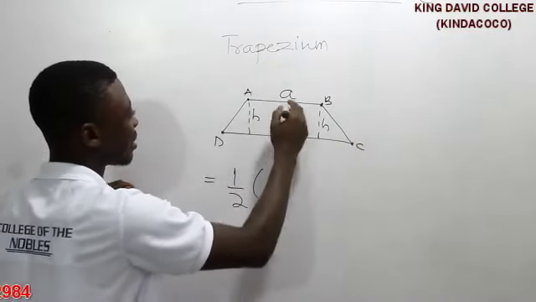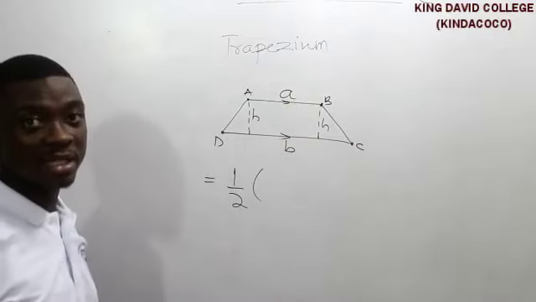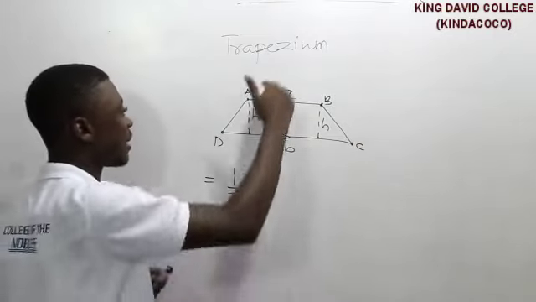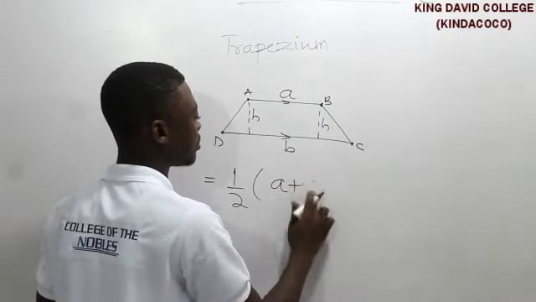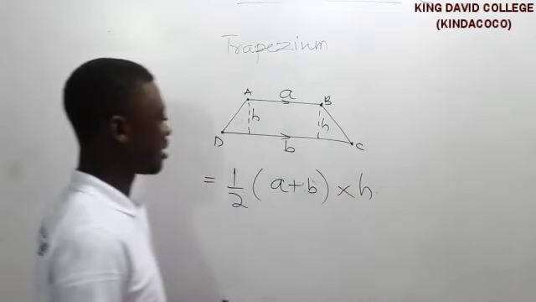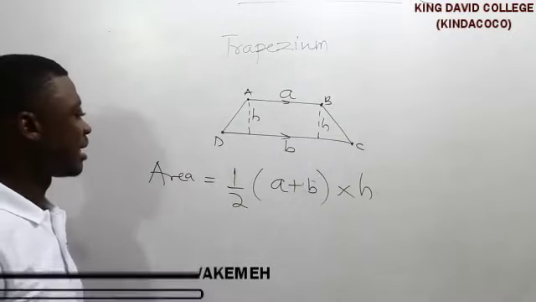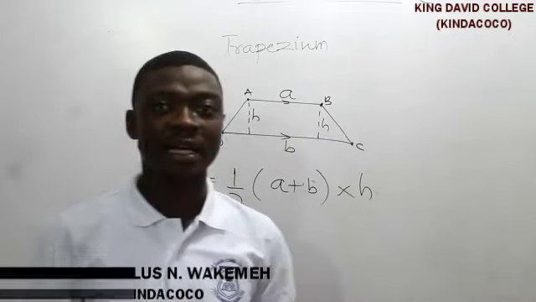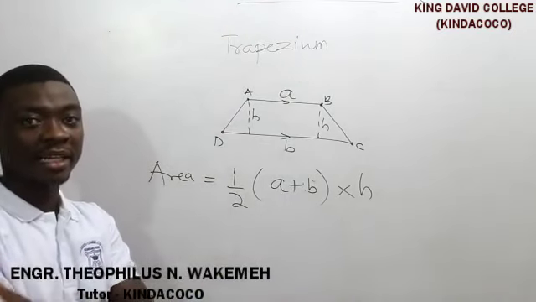The parallel sides. So this side and then this side are parallel. They will never meet. Okay? So the sum of the parallel sides, which is A plus B, all times the height. So when you are looking for the area of a trapezium, it's half (A plus B) times the height.